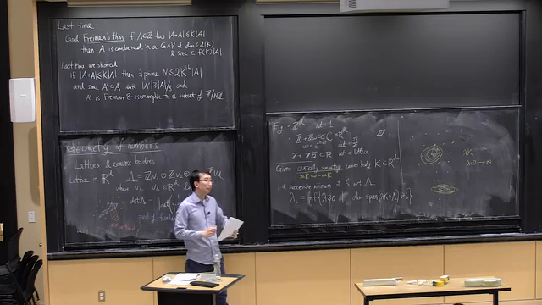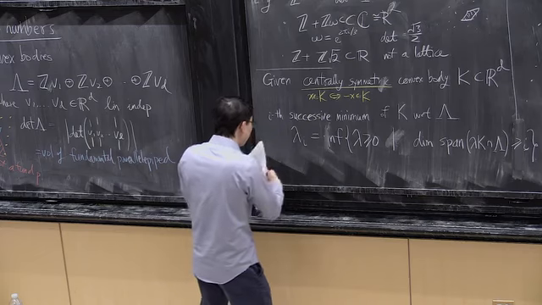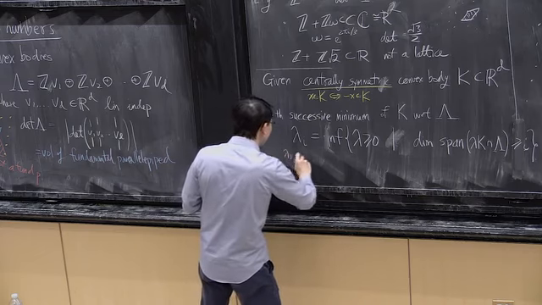Is this defined if i is greater than d? Is this defined when i is greater than d? No. So you only have exactly d successive minima.